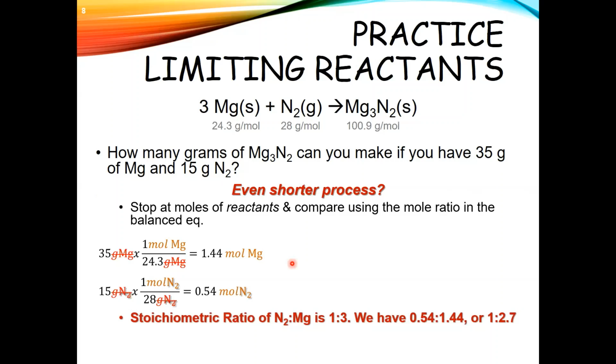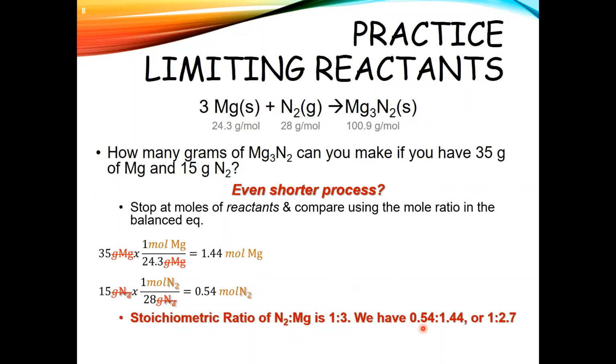So the stoichiometric ratio of nitrogen to magnesium up here in our equation is 1 to 3, right? I have that written down here. N2 to magnesium is 1 to 3. But what we've calculated is that we have 0.54 to 1.44. That's not super easy to compare to 1 to 3, especially for people that aren't just great at doing math in their head. So what we need to do is turn at least one of those numbers into a whole number.